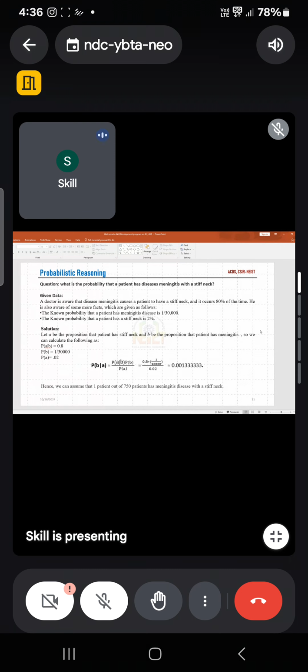Here we are applying the Bayes theorem. We are putting the values and we will get this result, which in fraction we get as 1 by 750. From that we can assume that one patient out of 750 patients has meningitis disease with a stiff neck. So this count we have calculated using Bayes theorem. Just go through it once.